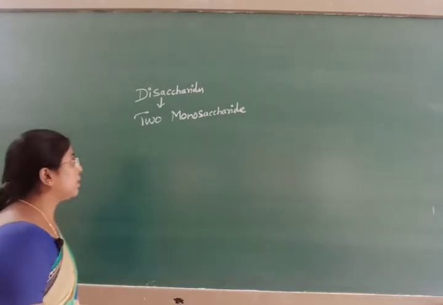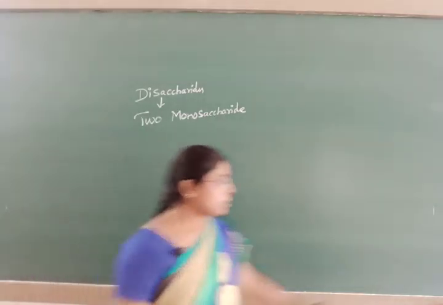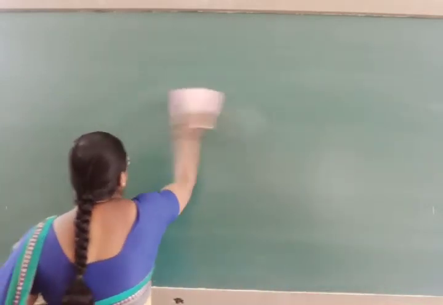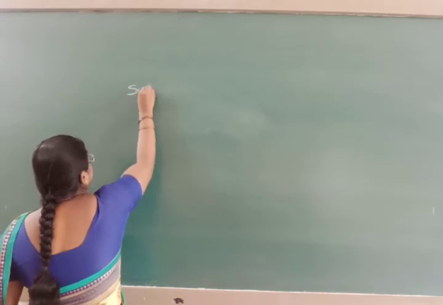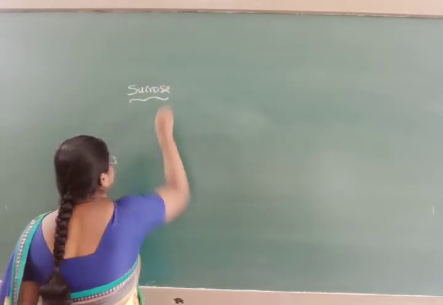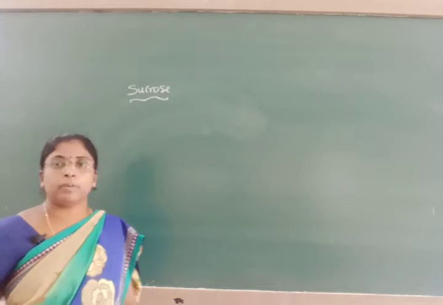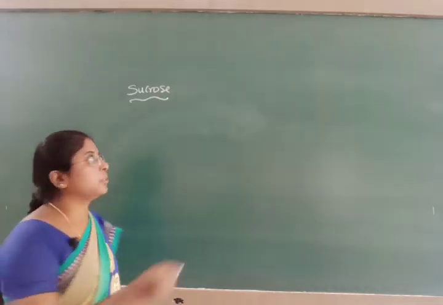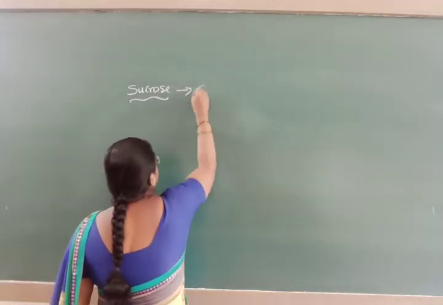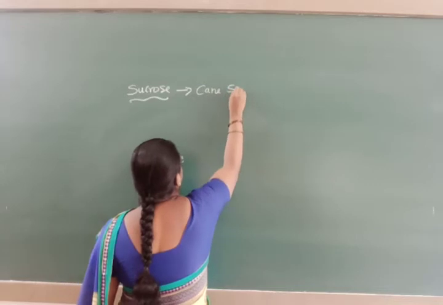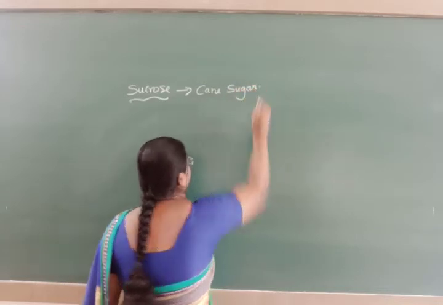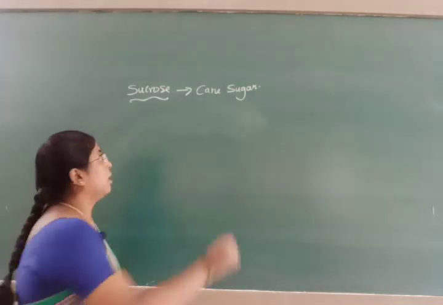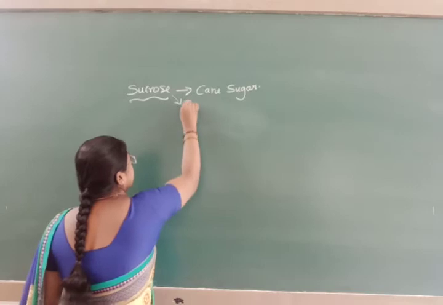The first disaccharide we discuss is sucrose. Sucrose is mainly found in sugarcane juice. Since it is present in sugarcane juice, it is known as cane sugar. Another name for sucrose is invert sugar.